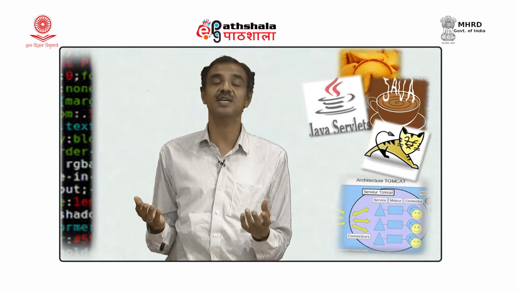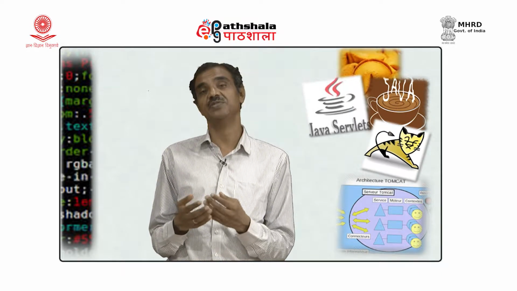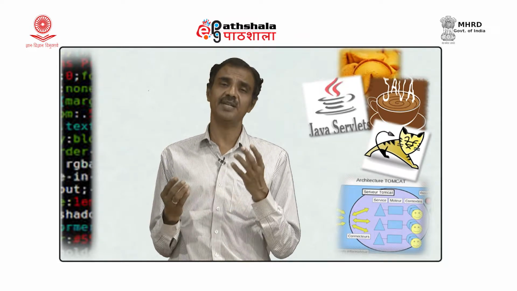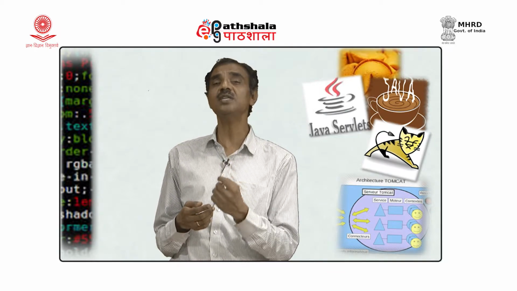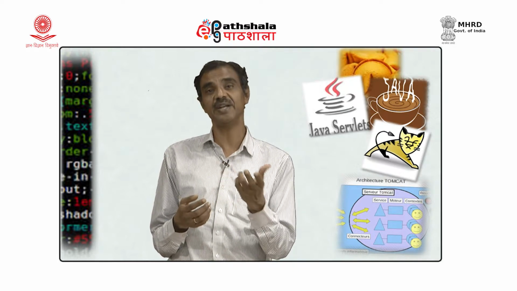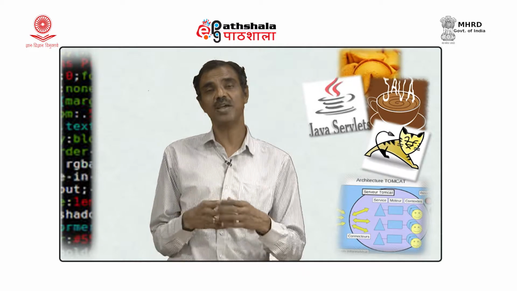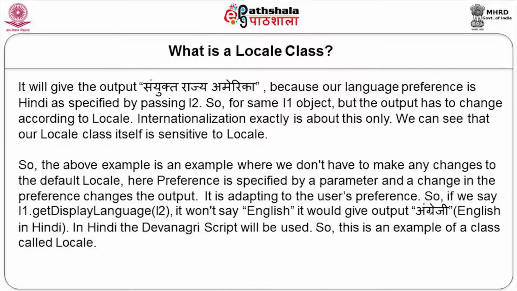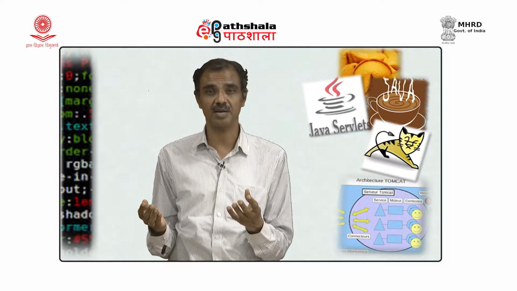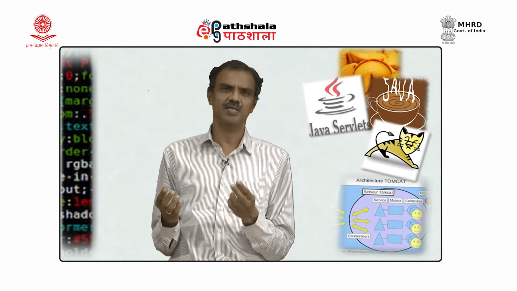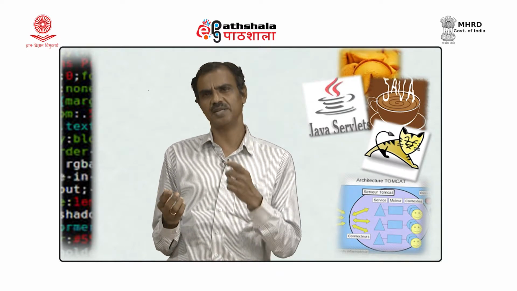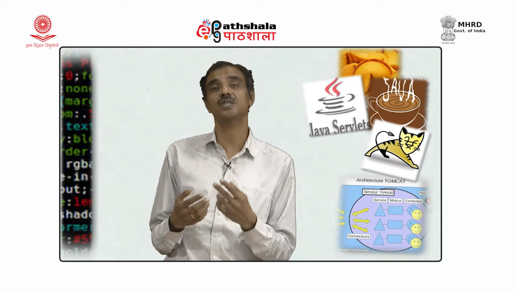But what if the default locale was different? Another option here is that when I use the getDisplayCountry or getDisplayLanguage method on a Locale object, I can say I would like to see this according to a given locale. So, I can pass L2, the other object we created, for Hindi in India, as a parameter to the method. If I say L1.getDisplayCountry and pass L2 as a parameter, what output do you expect? It is not going to give you United States of America, it is going to say Sanyukta Rajya America, because this is in Hindi. Same L1 object, but the output has to change according to the locale.